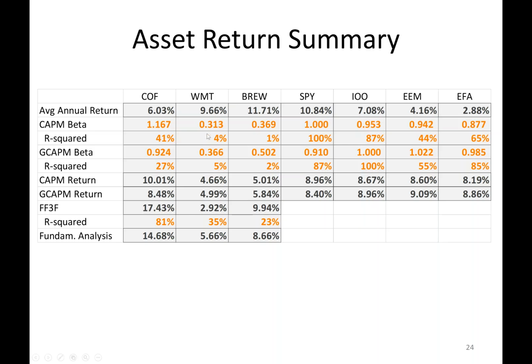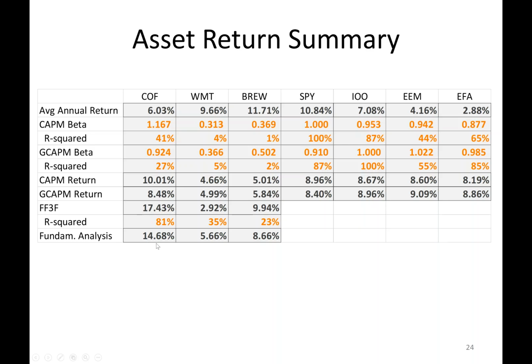And you can see two low beta stocks, both Walmart and Brew, tend to have low betas and they have low expected returns. However, if I look at the Fama-French model, the returns are quite different. What we saw in Walmart is that it had a low book to market and a high market cap, which reduced its expected return in Fama-French. On the other hand, the Capital One stock had a high beta and high sensitivities to small cap returns and high book to market returns, and therefore you get a high expected return.